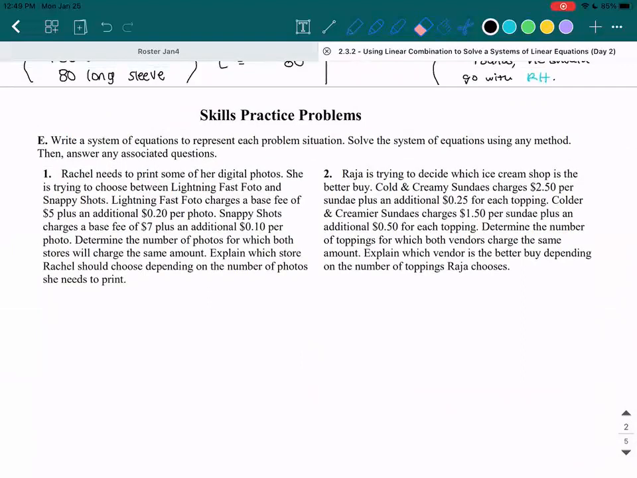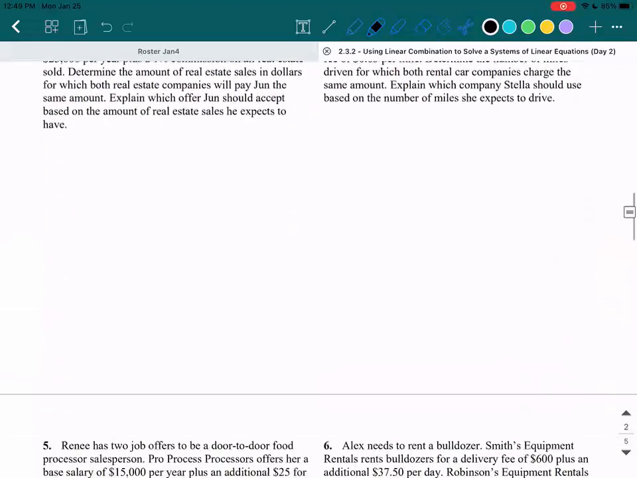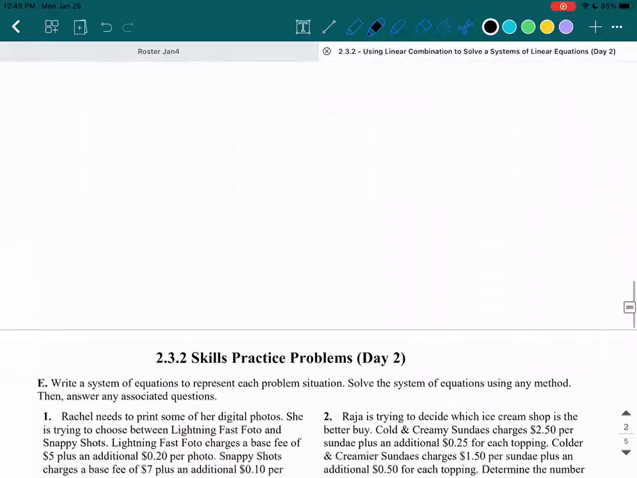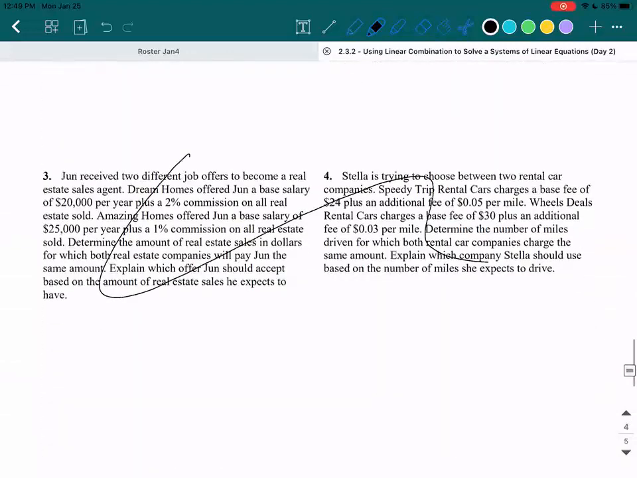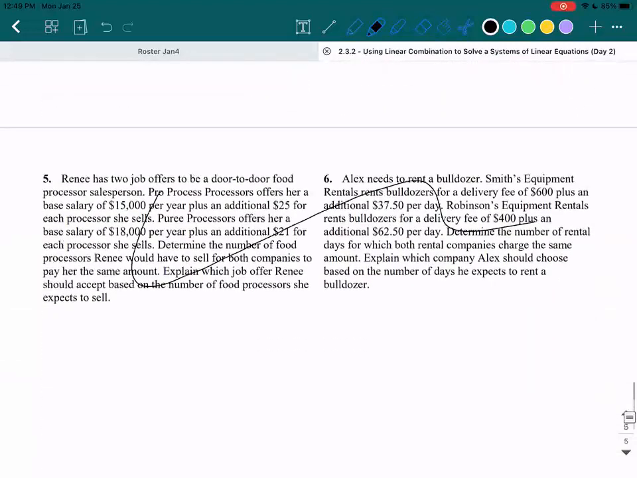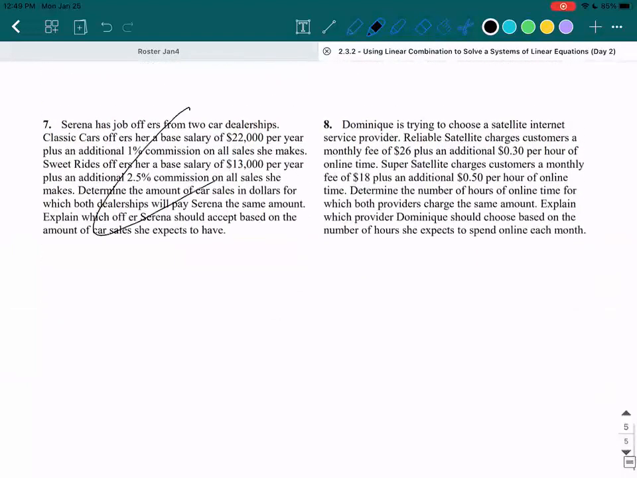So I guess to clarify, you do 1, 2, 3, 4, 5, 6, 7, 8. And then I don't know why it repeats, but you don't have to do these because you've already just done them. These are the same 1, 2, 3, 4, 5, 6, 7, 8. So obviously don't repeat that.